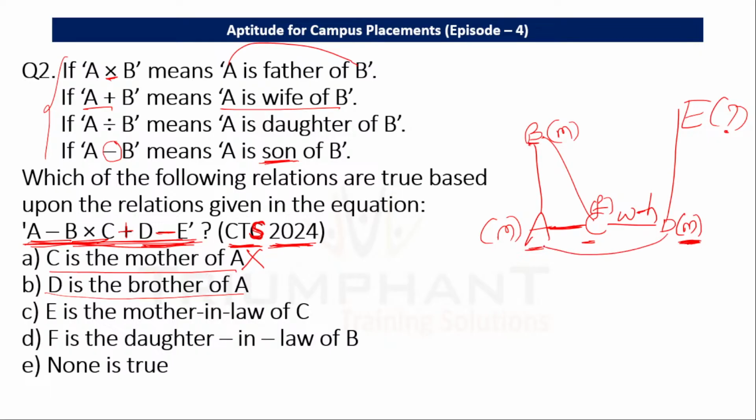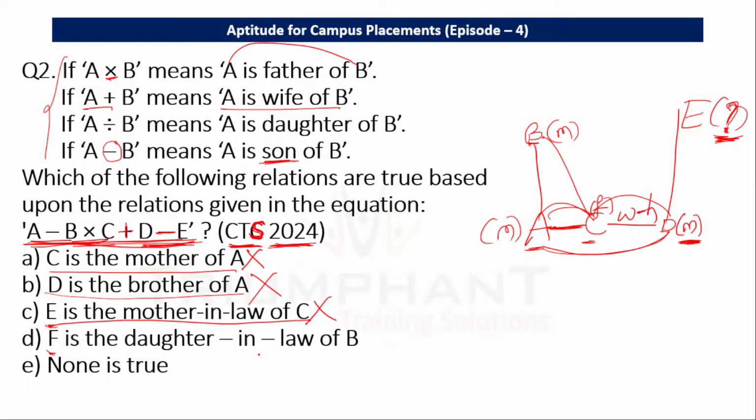In fact, D is the brother-in-law of A, not brother, because D is A's sister's husband. A sister's husband is a brother-in-law, not a brother. And E is the mother-in-law of C? We cannot say mother-in-law or father-in-law because in the question E's gender is not mentioned. So without knowing E's gender, how can we say mother-in-law? It can be father-in-law also.